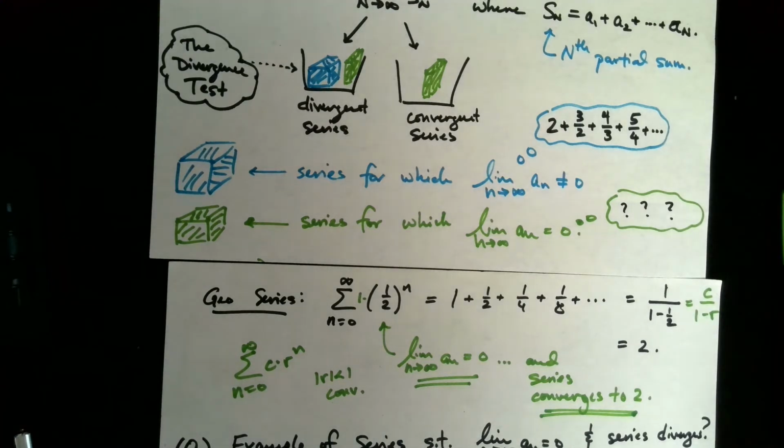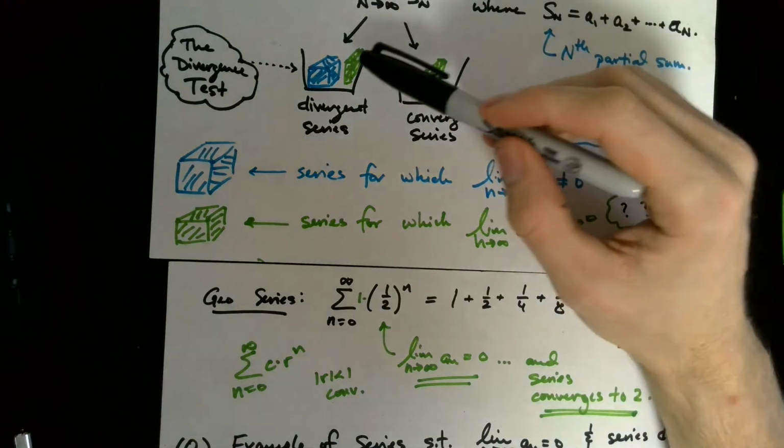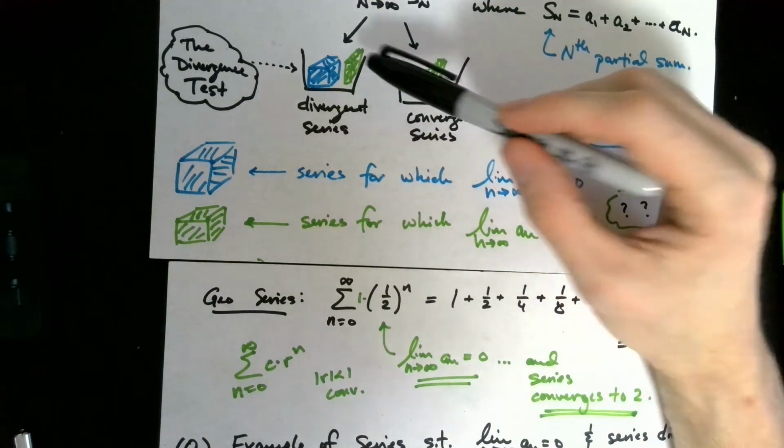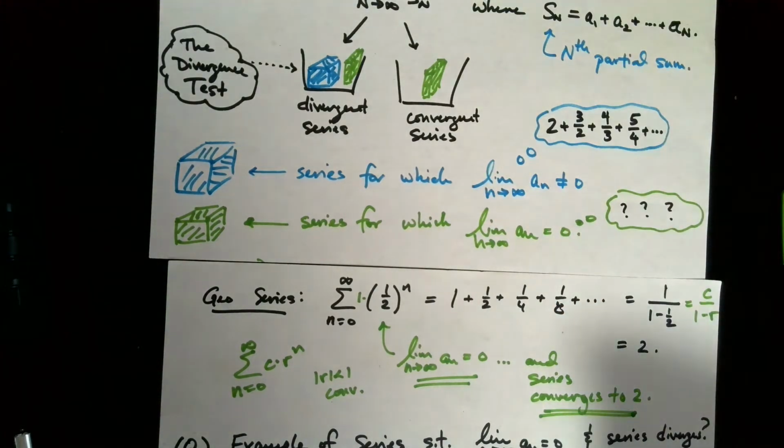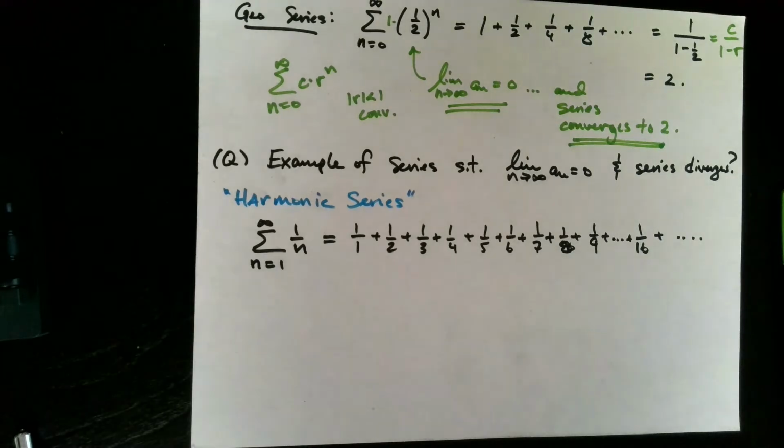Which begs the question, well, what about this other collection of series? What about the collection of series whose terms limit to 0 but who diverge? Can we get an example of that? And actually, that's the question which I am asking here at the bottom of this page.